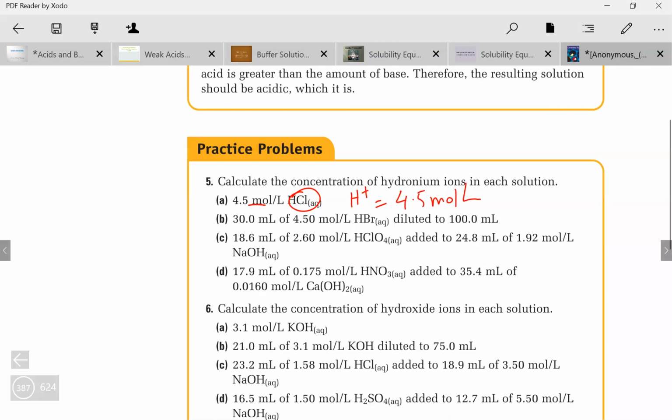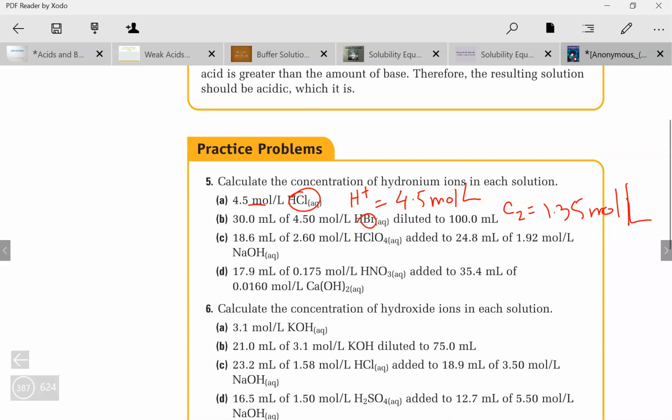This is a dilution question, very similar to the one that we did, so I'm just going to do this very quickly. We have C1V1 equals C2V2. We have to find C2, which turns out to be 30 times 4.5 divided by 100. This is almost the same one we did. There's 1.35 mole per liter. And that is also the concentration of H plus, because HBr is a strong acid.